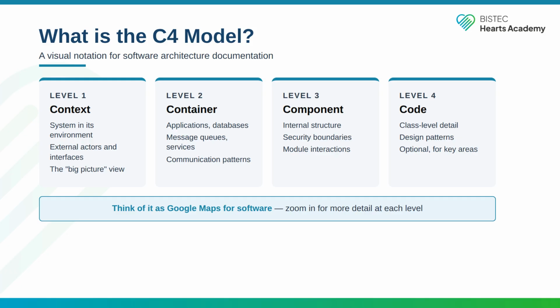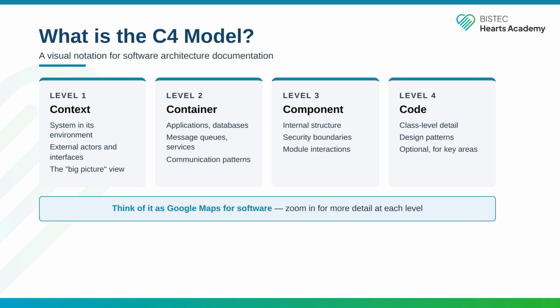It's any separately deployable unit. A microservice is one type of container. But a container can also be a single page app, a database, a batch job, or a message queue. C4 is technology agnostic. The audience for this diagram is the development team. It answers, what do we deploy and how do the deployments talk to each other?